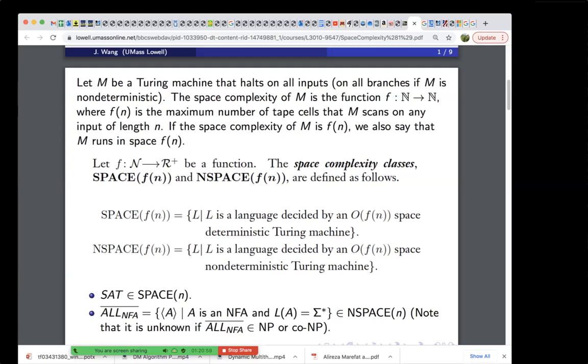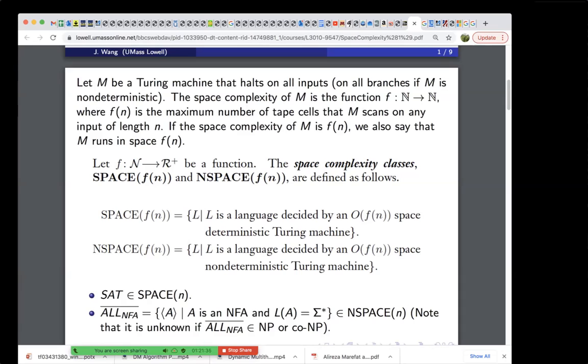Now, similar to deterministic and non-deterministic time classes, we can also define deterministic space and non-deterministic space. That's SPACE of f of n and NSPACE of f of n. NSPACE is non-deterministic space. Non-deterministic just means that you have non-deterministic Turing machines and you have to look at all branches.